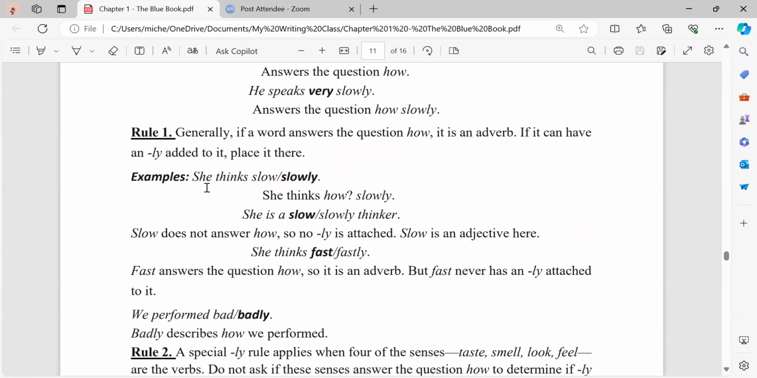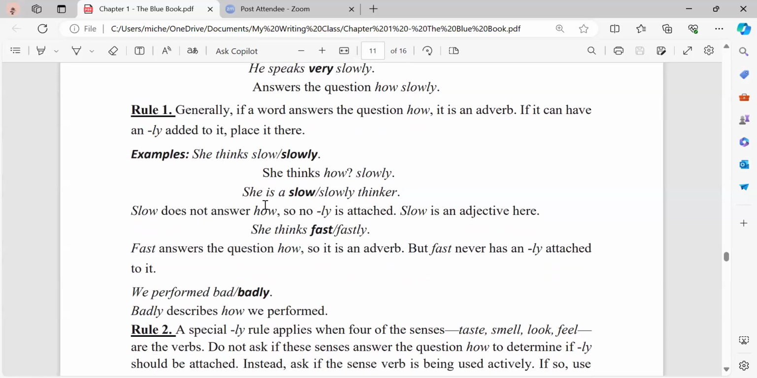We use slowly right here because slowly describes how she thinks, which is the usage of adverbs. So she thinks slowly. She thinks how? She thinks slowly. So this basically answers the question how. And then you can say she is a slow thinker.